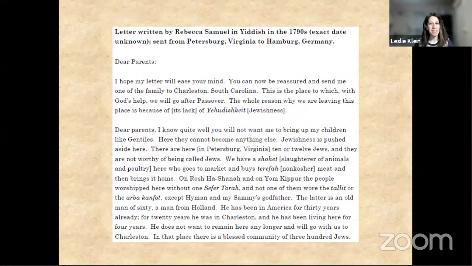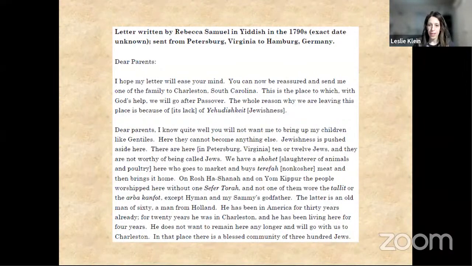It's actually a fabulous imagery, right, to describe the time period. The shochet slaughters the animals so people can have kosher food, and then he himself goes and buys treif. And on Rosh Hashanah and Yom Kippur, she gives all these examples of how Jewishly desolate this community is. On Rosh Hashanah and Yom Kippur, the synagogue had no Sefer Torah. Not one of them wore the talit or the arba kanfot tzitzit, except Hyman, that's her husband, and my Sammy, her son's godfather.